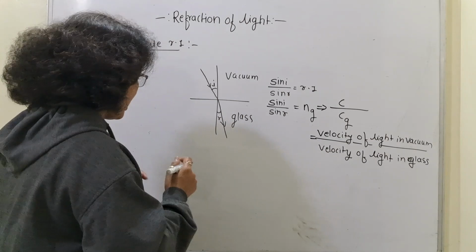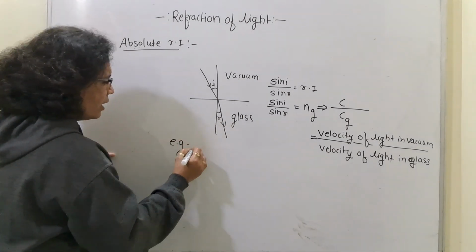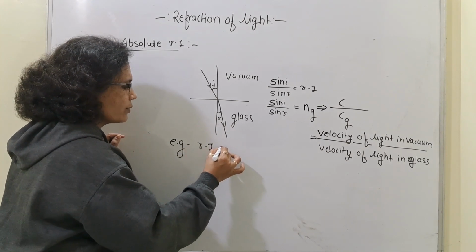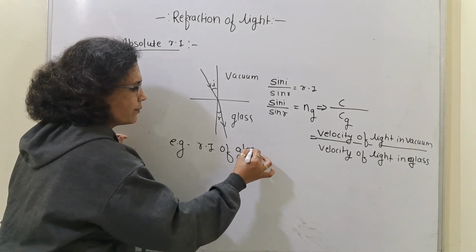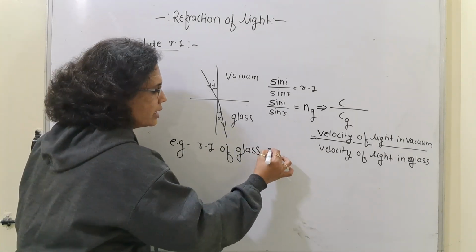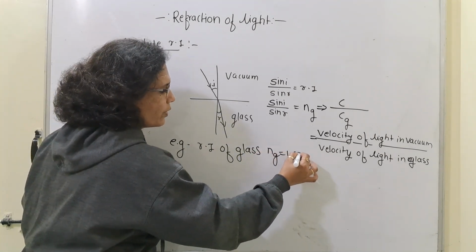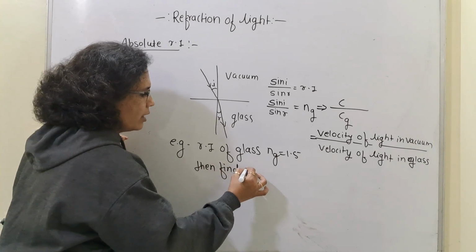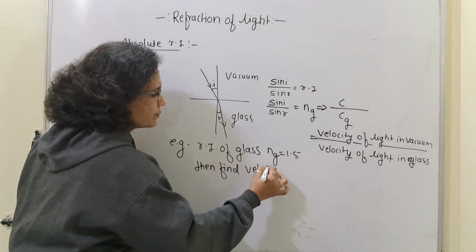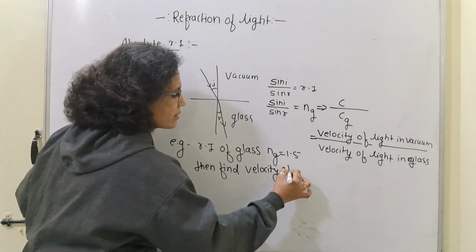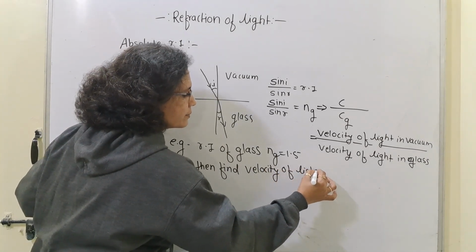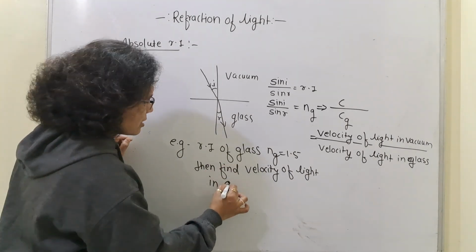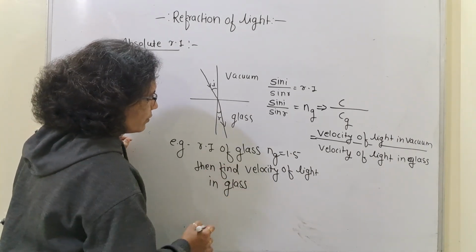We will take one example. If we are given the refractive index of glass, Ng, equal to 1.5, then find the velocity of light in glass.